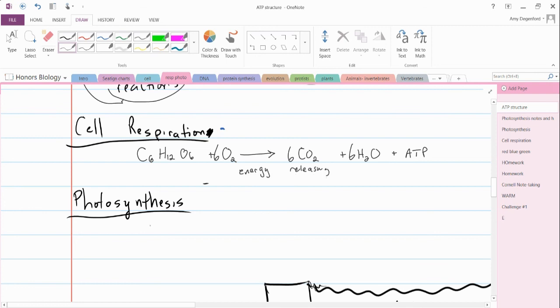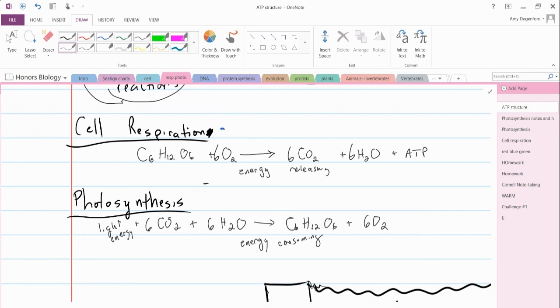And then photosynthesis, the equation is going to look like it's the exact opposite. It's not the exact opposite in terms of what happens, but the products and reactants are essentially reversed. So in photosynthesis, you're going to take carbon dioxide and water, and you're going to produce glucose and oxygen. Now this happens because it's going to tap into light energy, and you're going to be able to see that happening. And this is energy consuming. It's going to take energy to have this happen. So that's what you're going to notice in the next couple of days. We're going to look at photosynthesis.